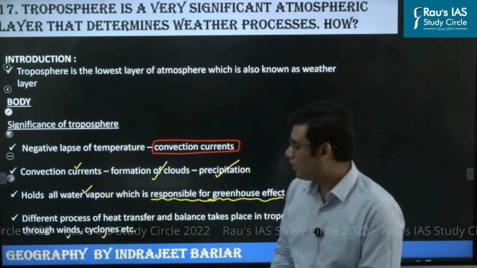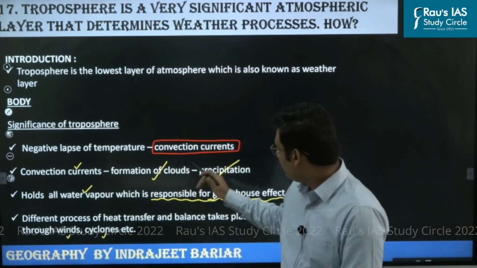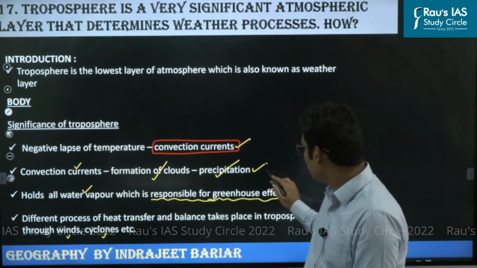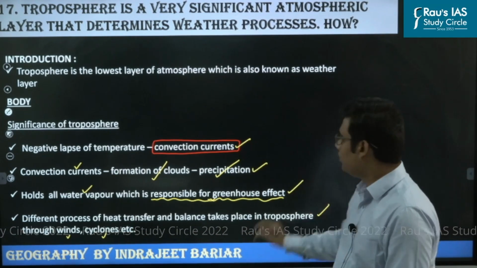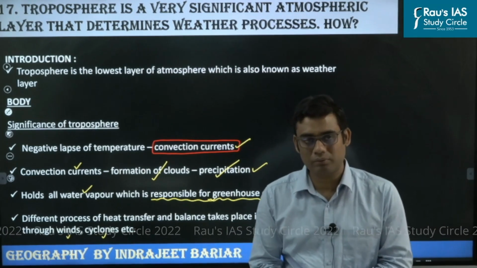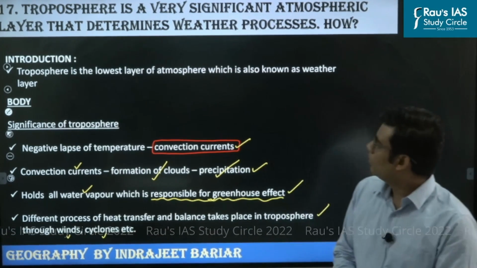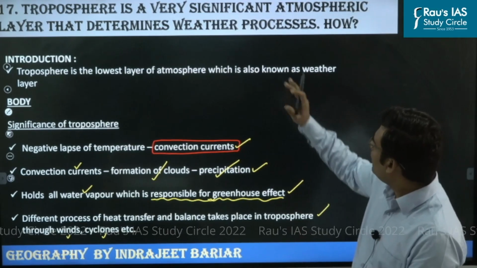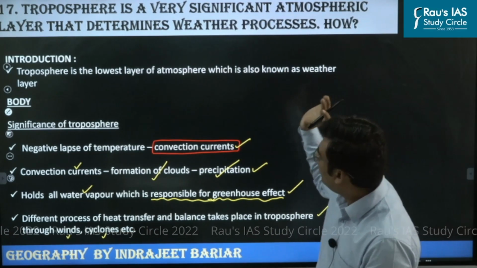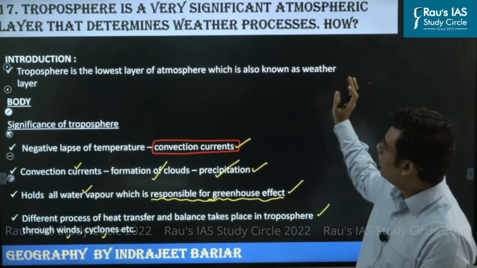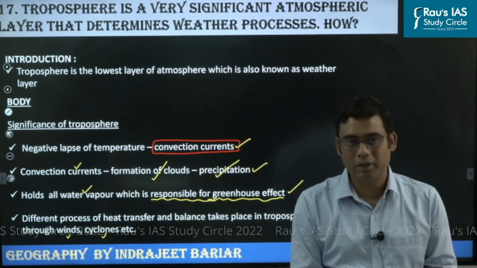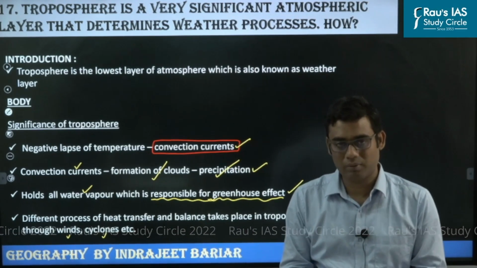Yes, it was a 15 marker with a 250-word limit. So we will need to explain these points, how these effects take place. And so this becomes the significance of the troposphere in determining different weather processes.